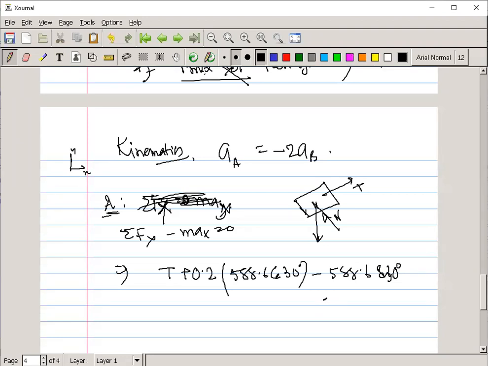Okay, minus mass into acceleration in this direction. This is minus 60 into 2a because this is AB. So instead of AA we have to put minus 2AB, so it is plus 0. Is it understandable to all of you? Or does anyone have any question?